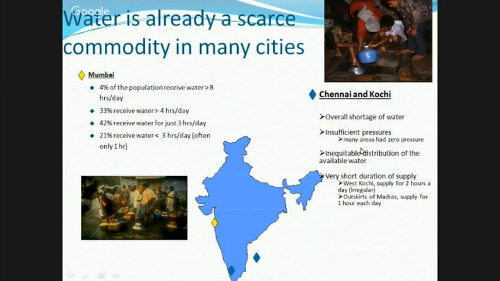There is insufficient pressure and inadequate, inequitable distribution of the available water sources. In Cochin, we also get a supply for only 2 hours per day in many of the localities, and in the outskirts of Madras, the supply is only for 1 hour. This is just an example, but the major problem is in most of the cities.